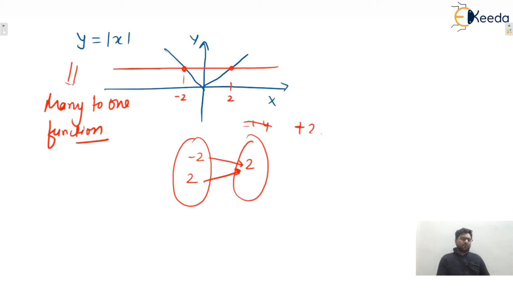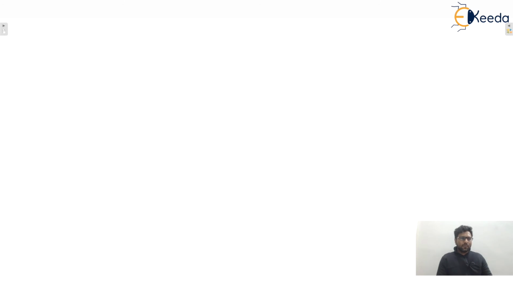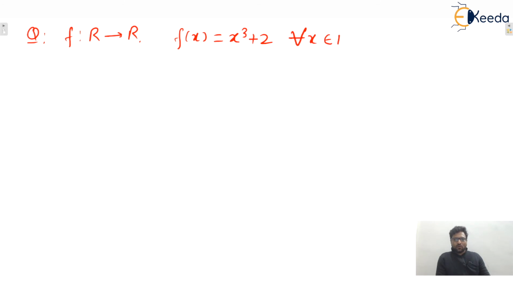Next one, how to prove whether the function is onto or into. Let us take one more example regarding onto and into. Let us consider one function is given to you from set of real numbers to set of real numbers, defined as f of x equals x cube plus 2 for every x belongs to set of real numbers. Let's say this is set of real numbers, this is also set of real numbers, and the function is from set of real numbers to set of real numbers.